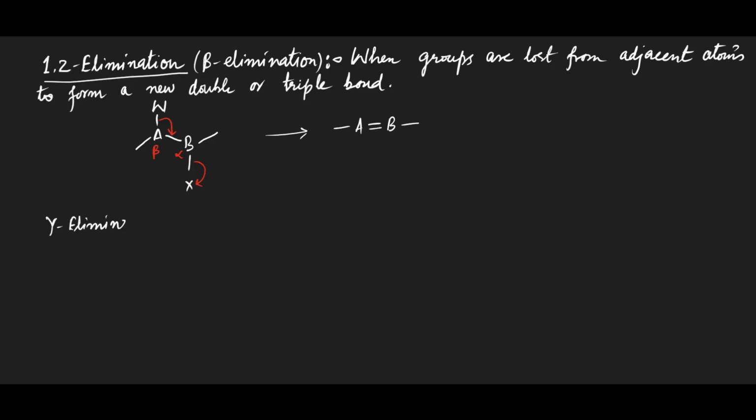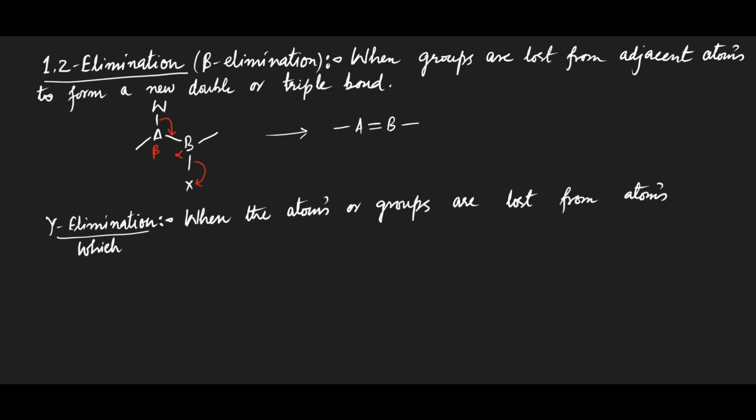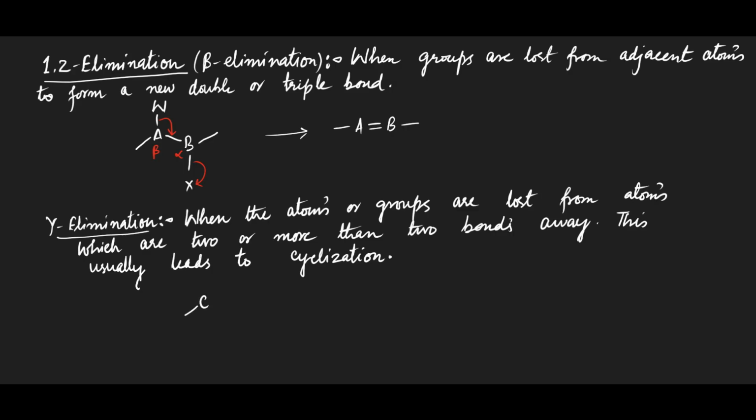Third type of elimination is called gamma elimination. In this case, atoms or groups are lost from atoms which are two or more than two bonds away. This usually leads to cyclization. For example, in this case, atoms are lost from carbons which are two bonds away, and this leads to formation of a three-membered ring.